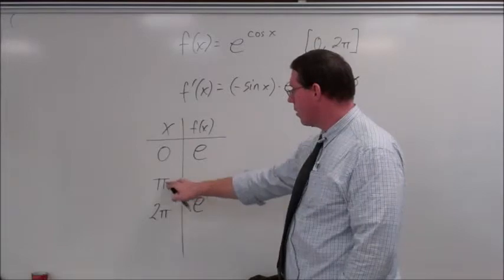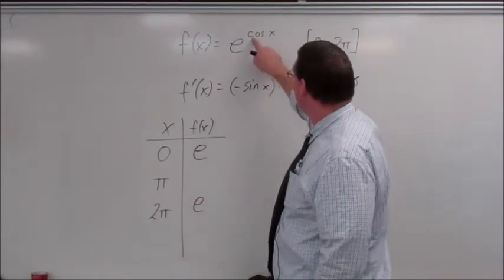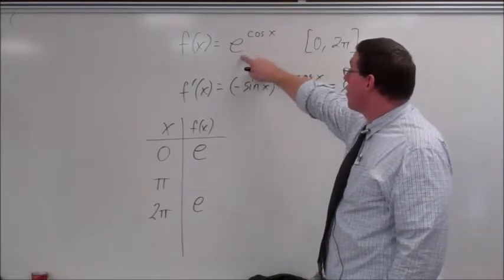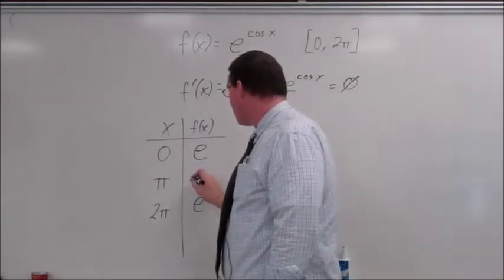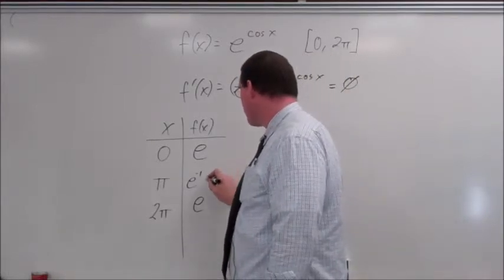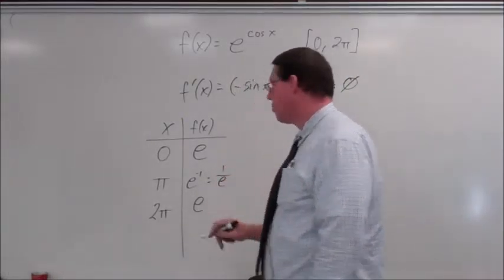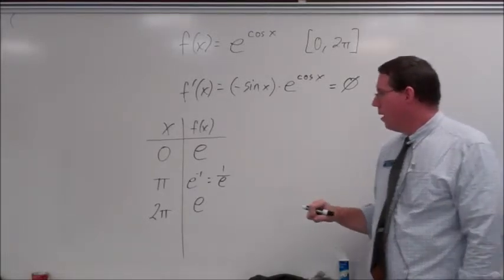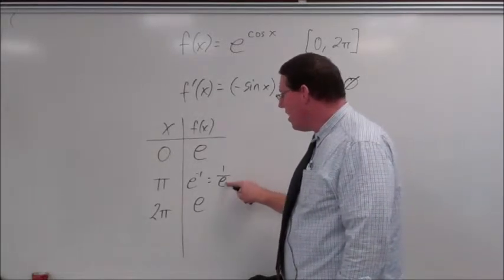Okay? And lastly, we're going to plug in pi. Cosine of pi is -1. So that means e to the -1. Well, you can either say e to the -1, that's one way to say it, or if you like, you could also say it as 1 over e. They're both the same. Okay? Both are equally acceptable.